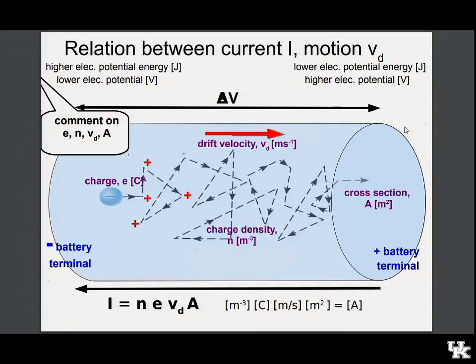And if you look at these individual units, what you see, an interesting thing, right? The meters cancel out. There's meters cubed in the numerator and meters cubed in the denominator. You're just left with coulombs per second, which is an amp. So this equation, although we didn't prove it, we can see that it's dimensionally correct. And it is relating the motion of individual electrons to the current that's flowing.